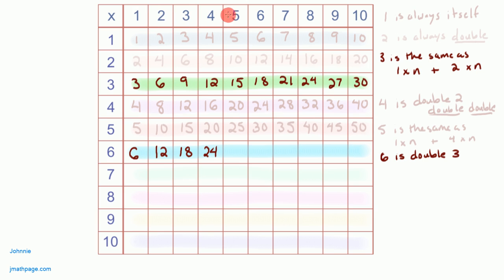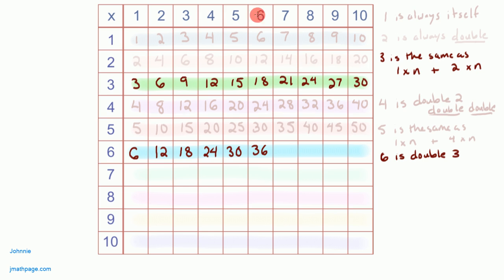6 times 5 is the same as 3 times 5 doubled. 15 and 15 more. 15 plus 15 gives us 30. 6 times 6 is the same as 3 times 6 doubled. 18 and 18 more. 18 plus 18 gives us 36.